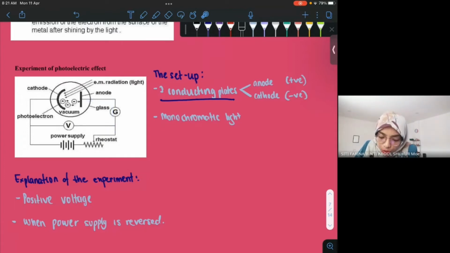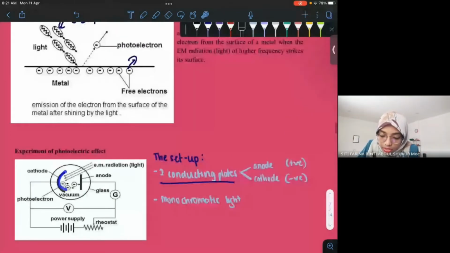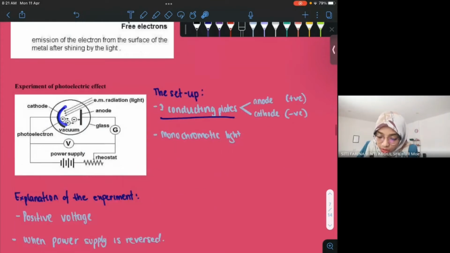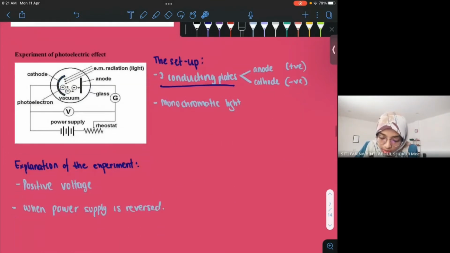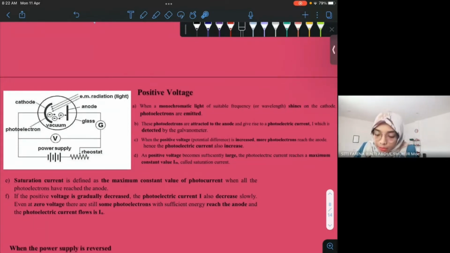Okay, so dalam kita punya cathode ini kita ada banyak elektron. Cathode ini is our metal surface sebenarnya. The cathode is our metal surface. Okay. For this experiment, kita ada two part of explanation, iaitu for the positive voltage dan juga when your power supply is reverse. So for the first case here, for the positive voltage, what is going to happen adalah setup dia masih sama.